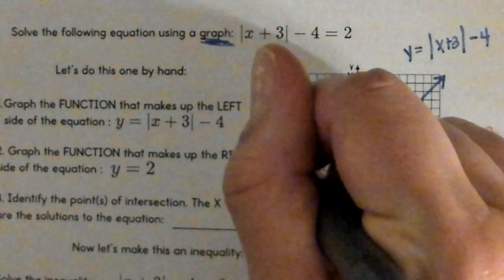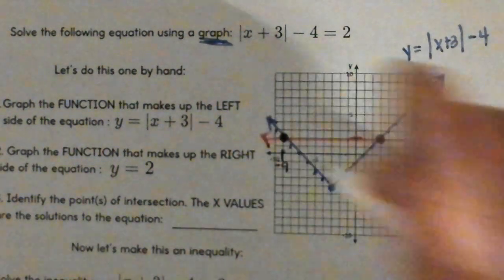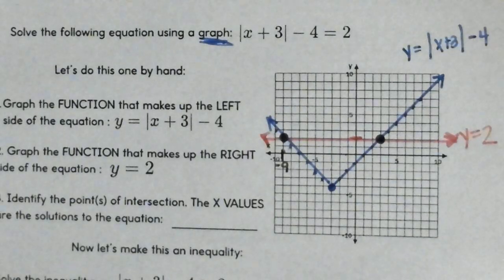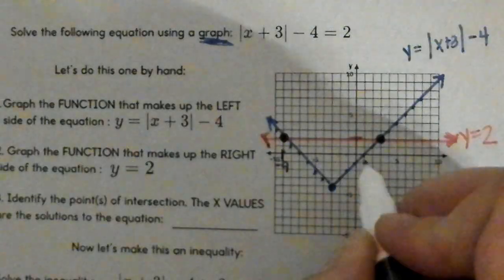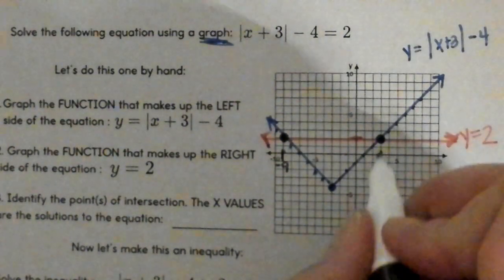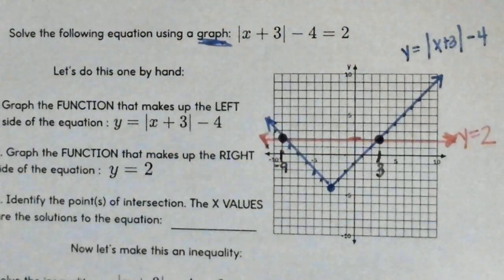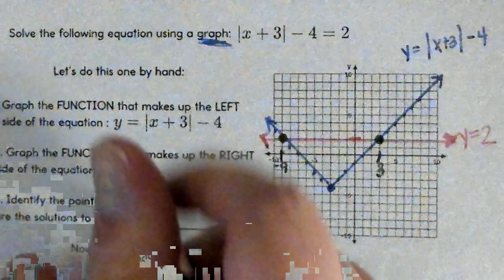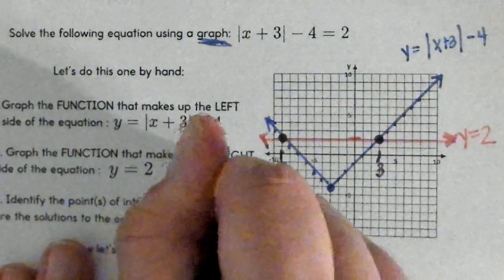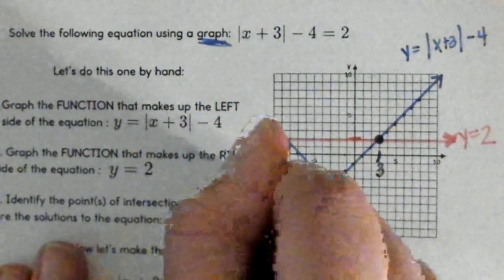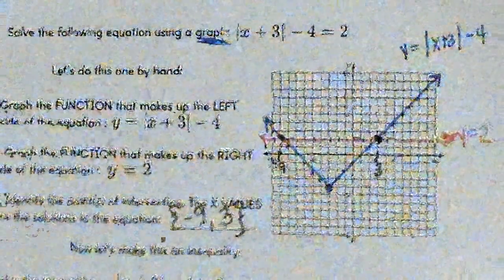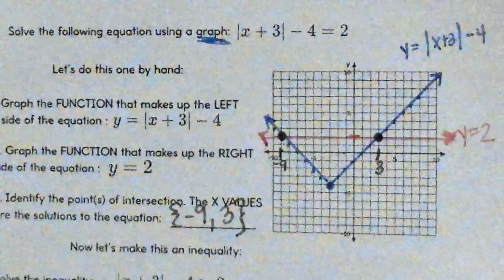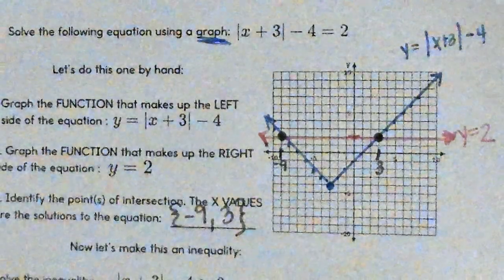So the first one looks like it's at negative 9. And where's the other one? 1, 2, 3. Okay, so the two solutions are negative 9 and 3. If I had solved this on paper, algebraically, I would have gotten the exact same answers. Okay?